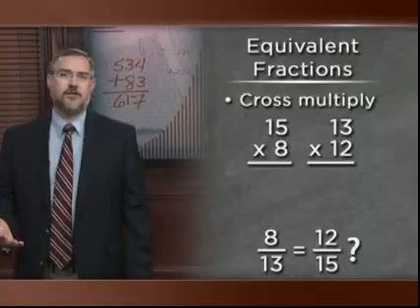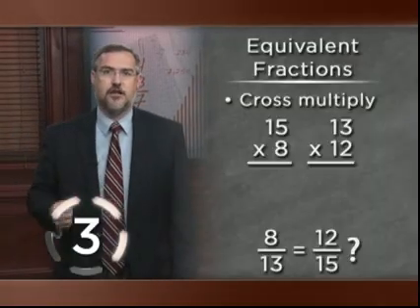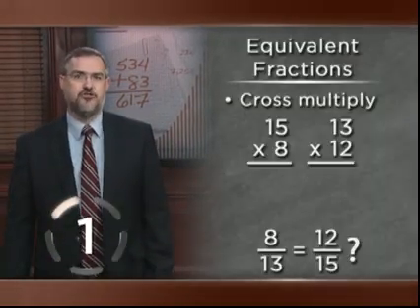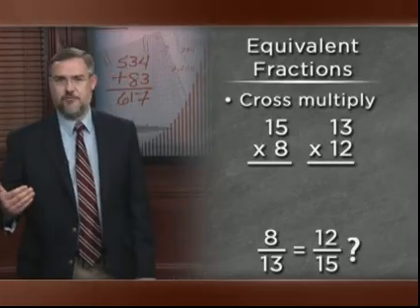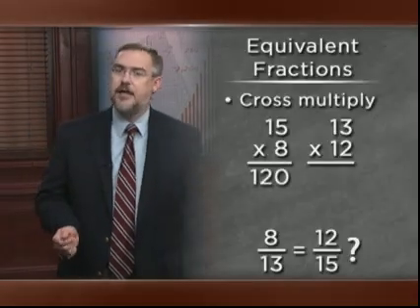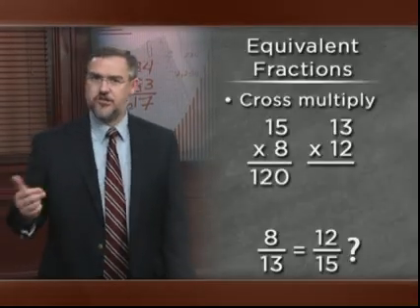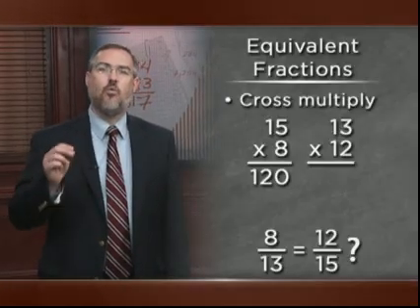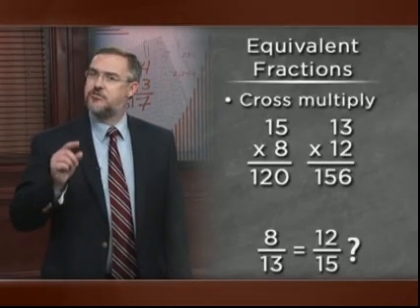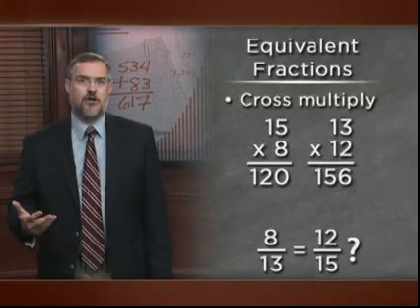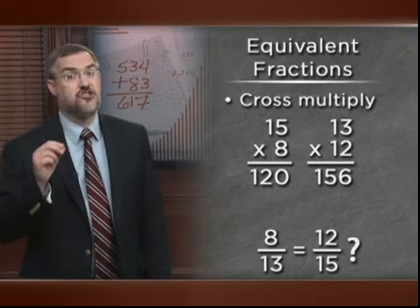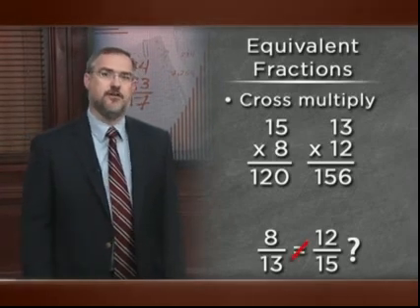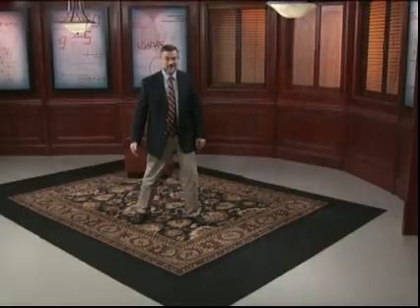Okay? Well, what do you get? Well, pause the lesson if you'd like, do those two multiplications and see what you have. 8 times 15 is the same as 15 times 8. If you do that multiplication, you get 120. And 12 times 13, which is the same as 13 times 12, gives you 156. Since 120 is not the same as 156, we know very quickly that 8 over 13 is not equivalent to 12 over 15.